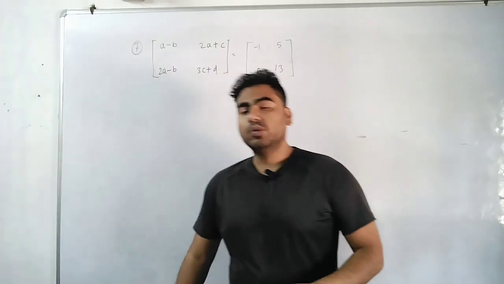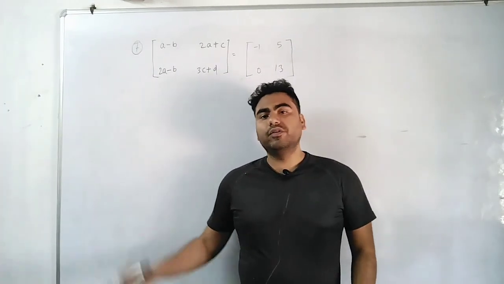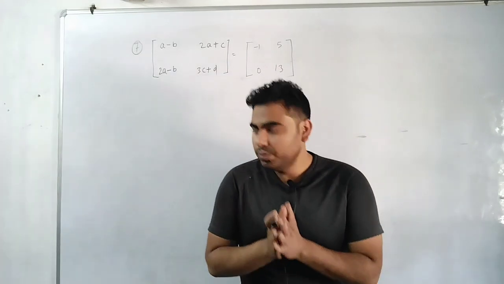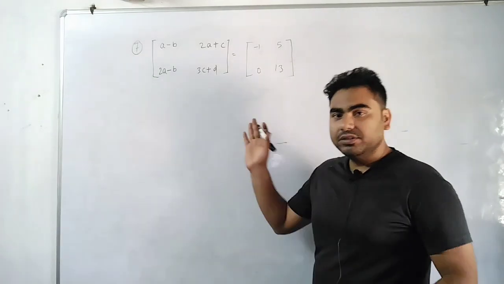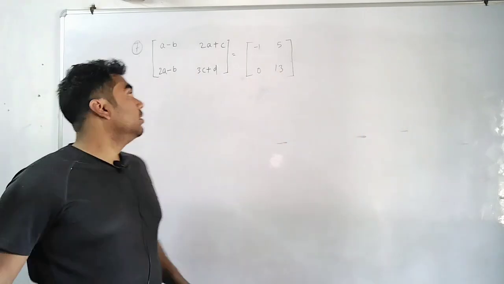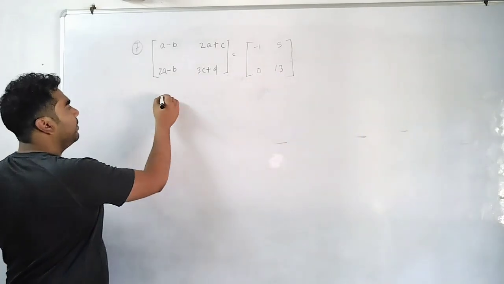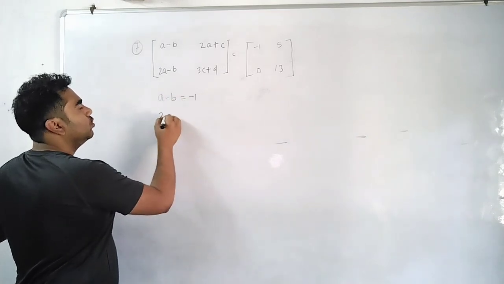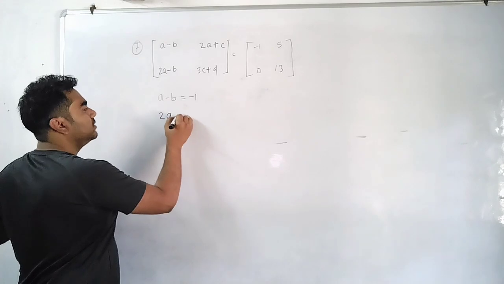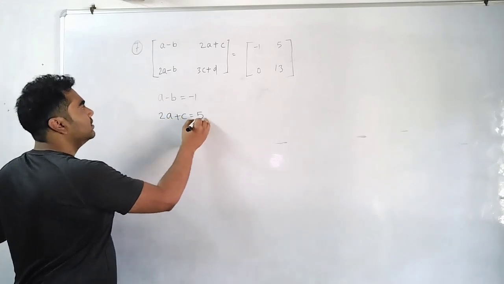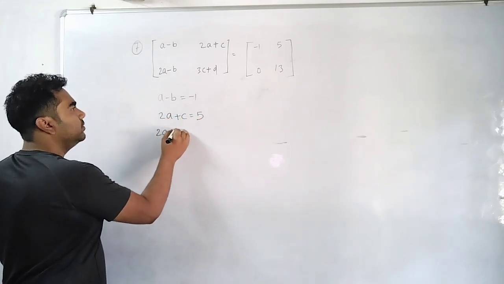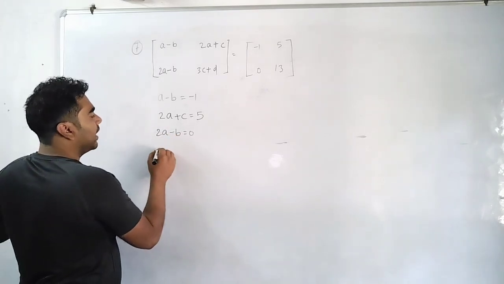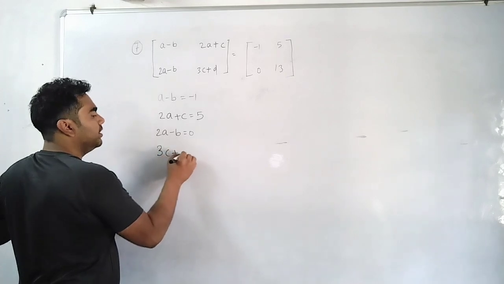Question number 7. Question number 7 is asking about the values of corresponding a, b, c, and d. So here what we need to do is just write the expression corresponding to each equation. That is, for first row, first column, a minus b is equal to minus 1. First row, second column, 2a plus c is equal to 5. Second row, first column, 2a minus b is equal to 0. Second row, second column, 3c plus d is equal to 30.